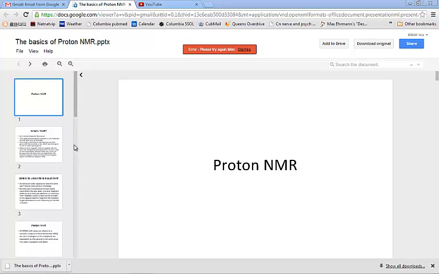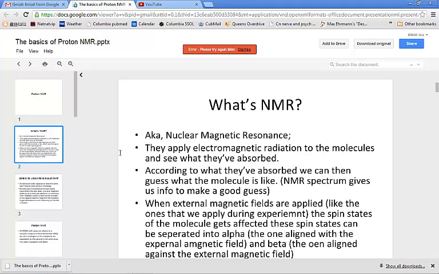So, proton NMR. What do we use NMR for? Basically, in a lab, people want to find the structure of an unknown molecule.